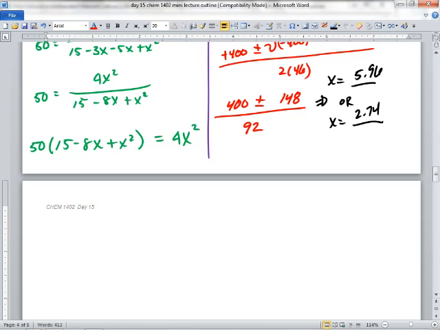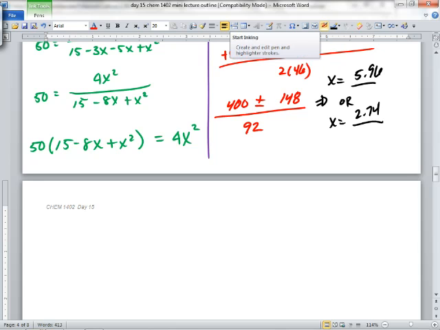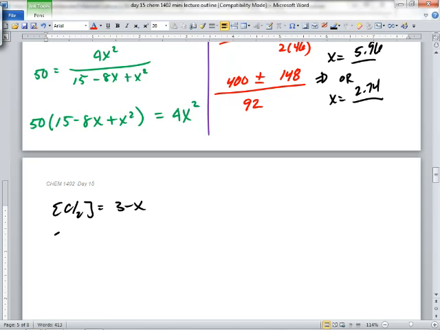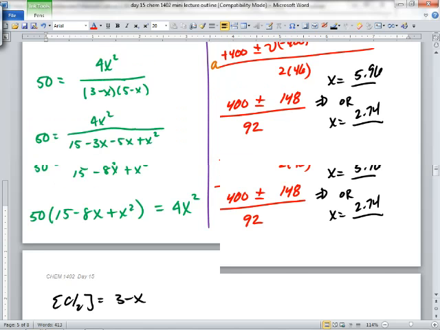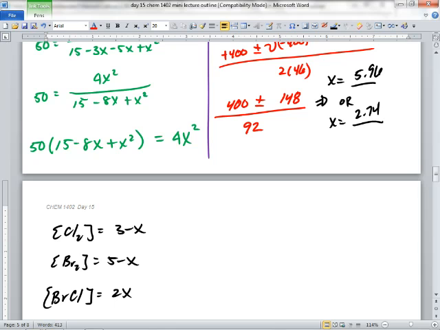Chlorine is 3 minus x. And what else were our answers? We had bromine is 5 minus x. And we had one more, BrCl, 2x. If we have two x's, we can't have two concentrations.